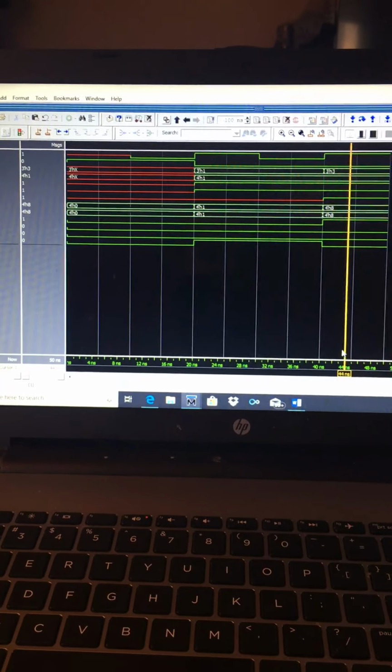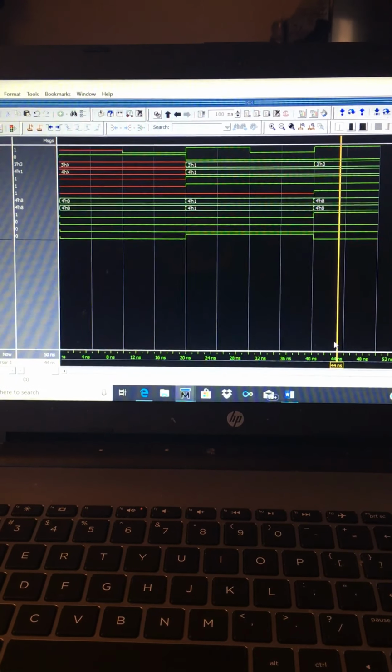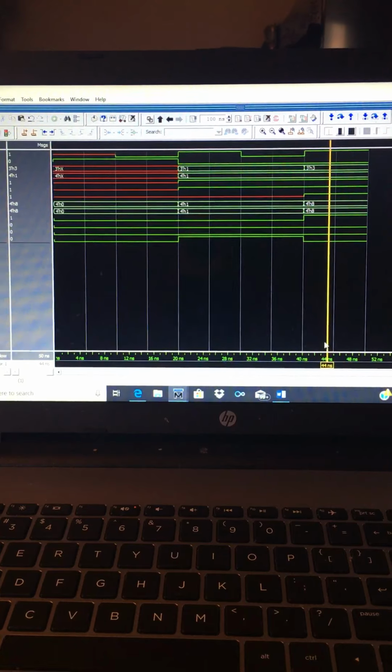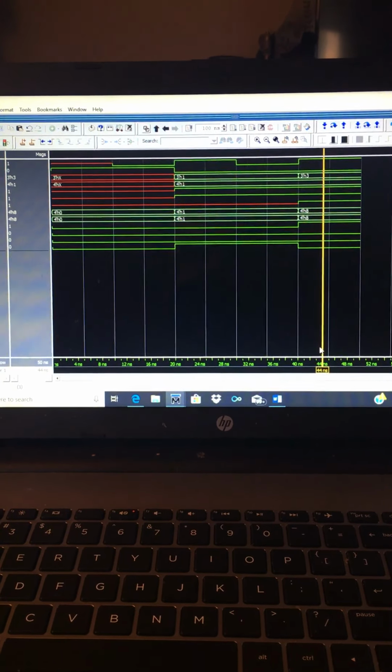And so that concludes the waveform for my test bench's shift register.